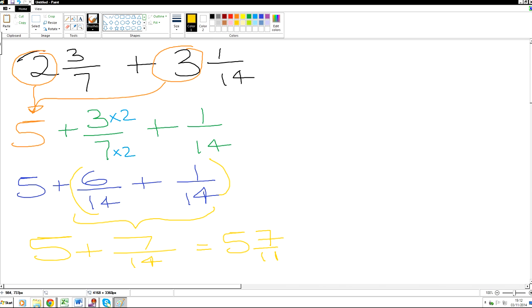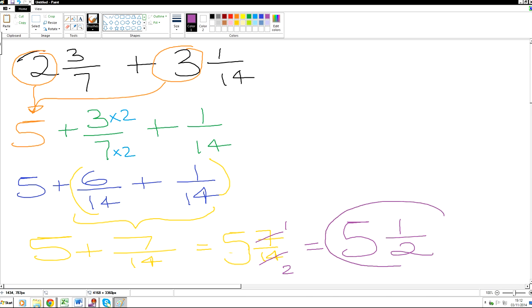But we have to look at the answer here. We're going to make the 5 a bit bigger. That was 5 and 7 fourteenths. Now, have we finished the question? No. Why haven't we finished? Because the fraction can be simplified by dividing the top and bottom by 7, to give us our final answer of 5 and 1 half. 5 and a half.